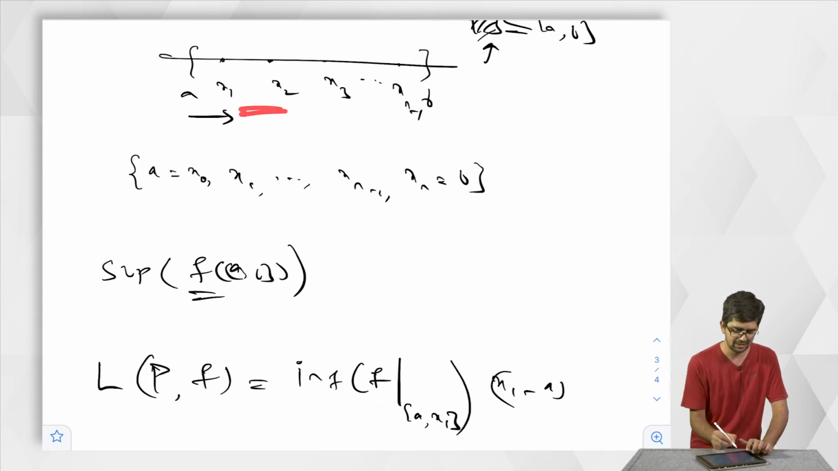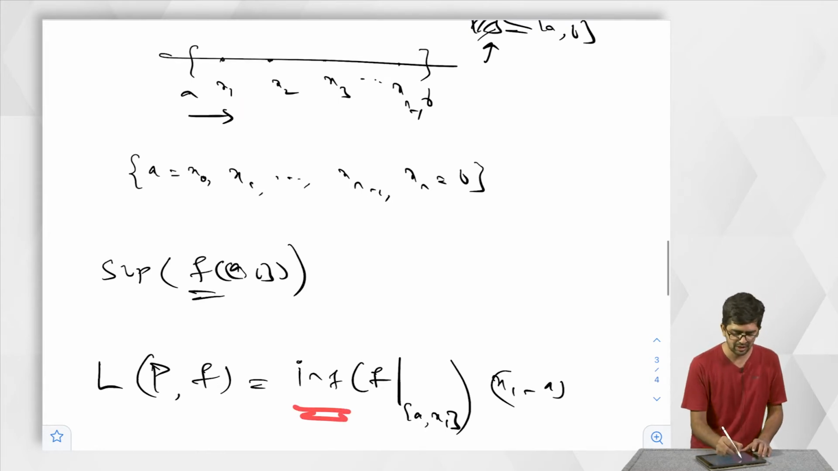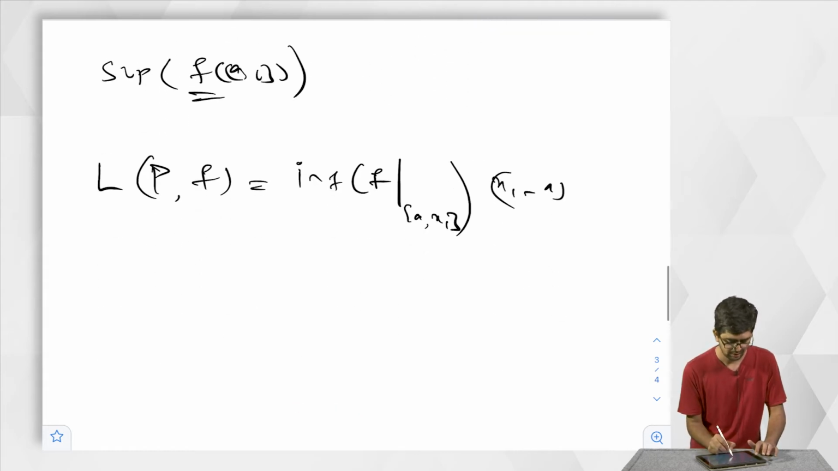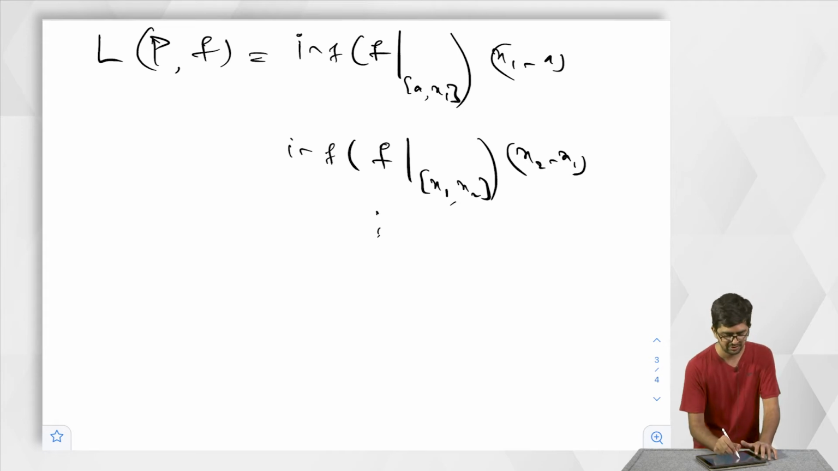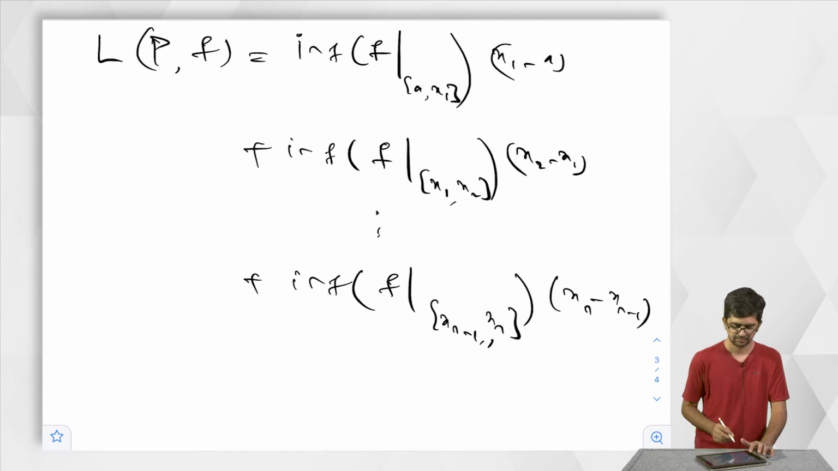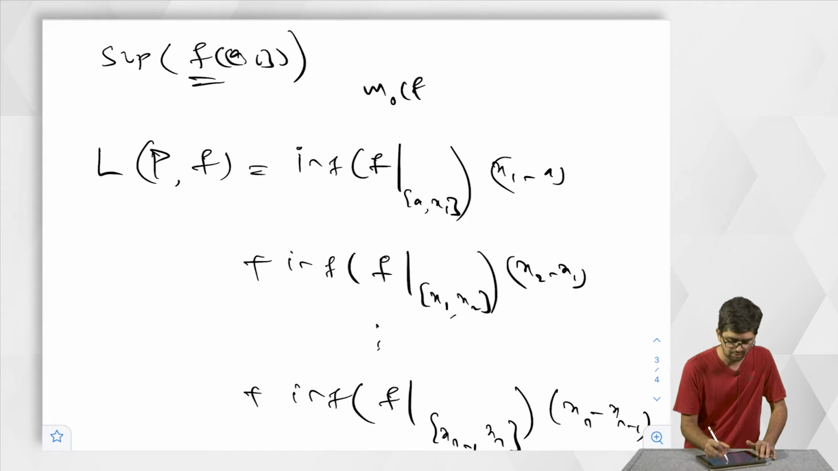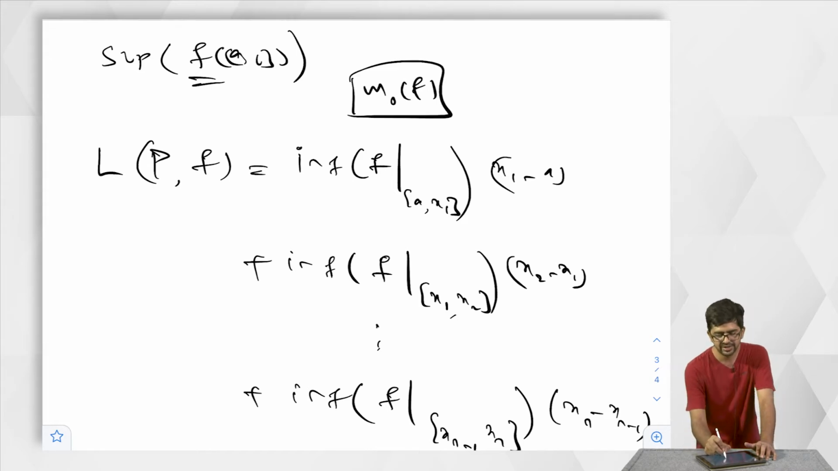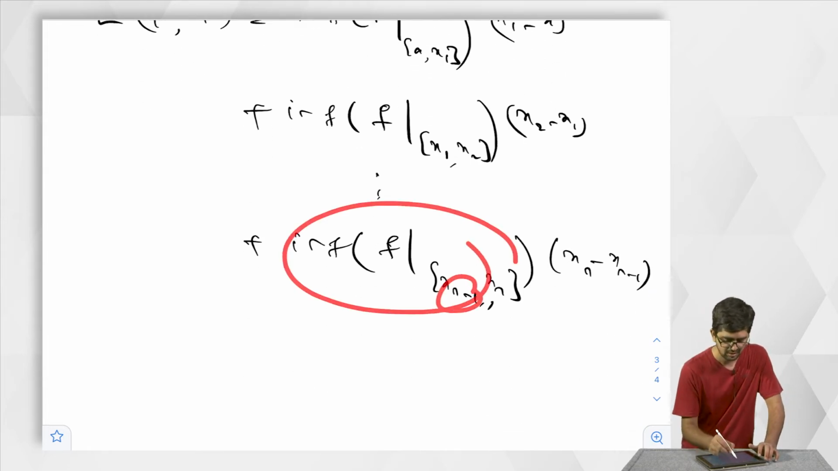Similarly, for the second portion, I should take f restricted to this subinterval, take the infimum, and then multiply by the length of this interval, x2 minus x1. So again the infimum of f restricted to x1, x2 times x2 minus x1, and then repeat it further because there are finitely many elements. This is a finite sum, up to the infimum of f restricted to x_{n-1}, x_n times x_n minus x_{n-1}. For convenience we write this infimum as m0 of f, since it starts at a, x1, where a is x0. Here it is n minus 1, so I will denote this by m_{n-1}.